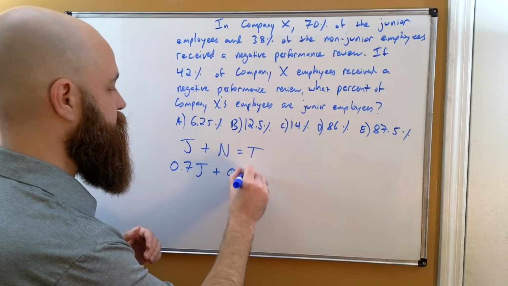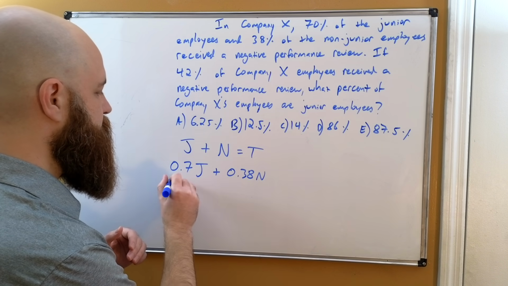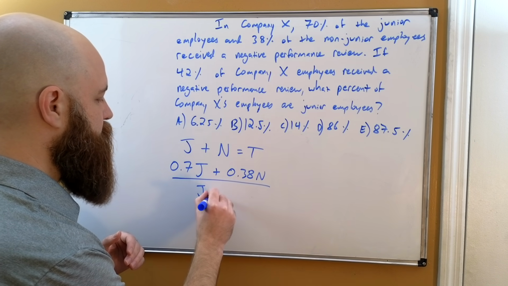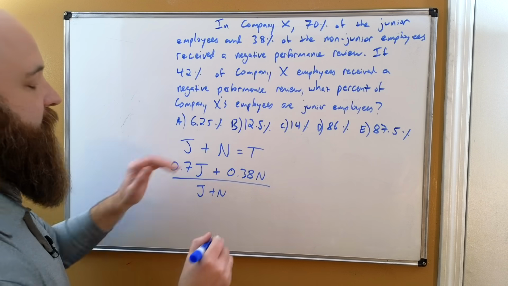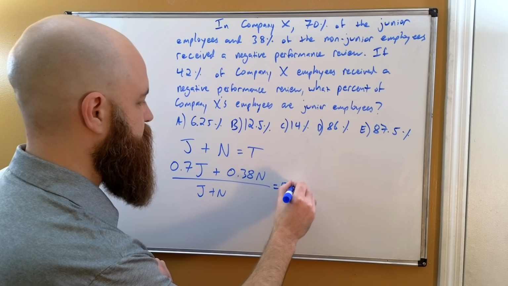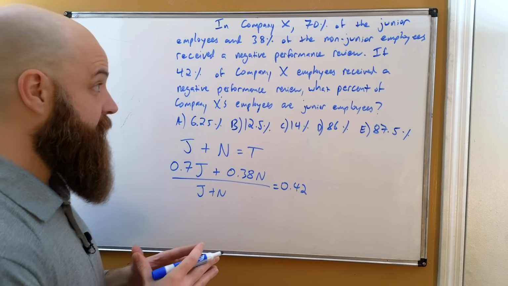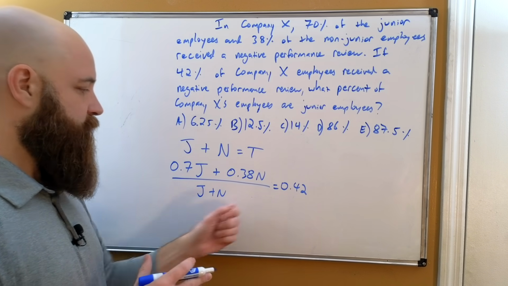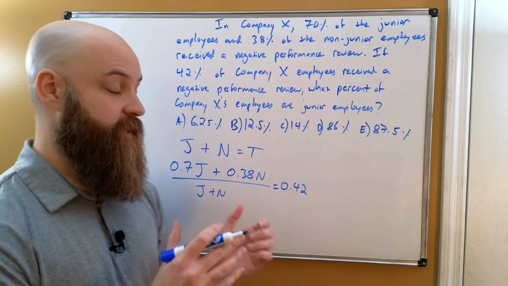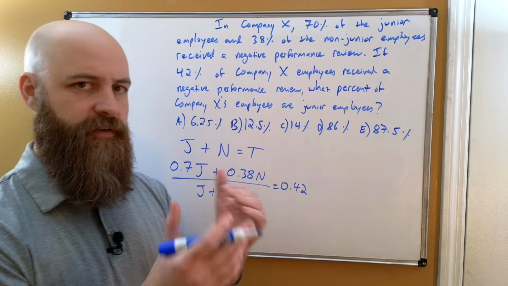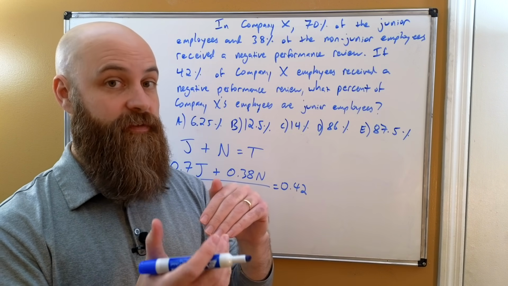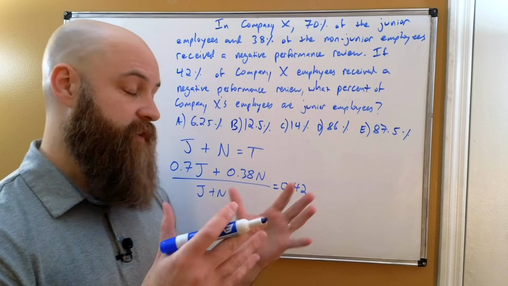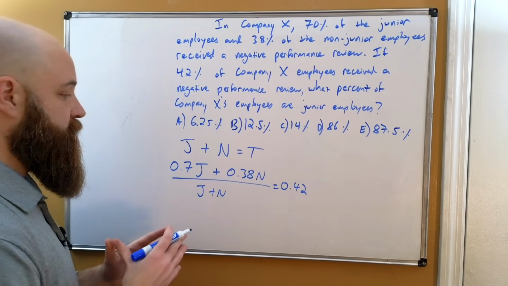38% of the non-juniors, so 0.38 of N. And if I divide the number of people with negative performance reviews by everyone at the company, that's 42%. Okay, I'm trying to find the percent that are junior employees. So I noticed from this, I could figure out the ratio of J to N, right? I've got J and N in this equation. If I know the ratio of J to N, I could find what percent are J's, what percent are N's. So I think I'm in good shape here.